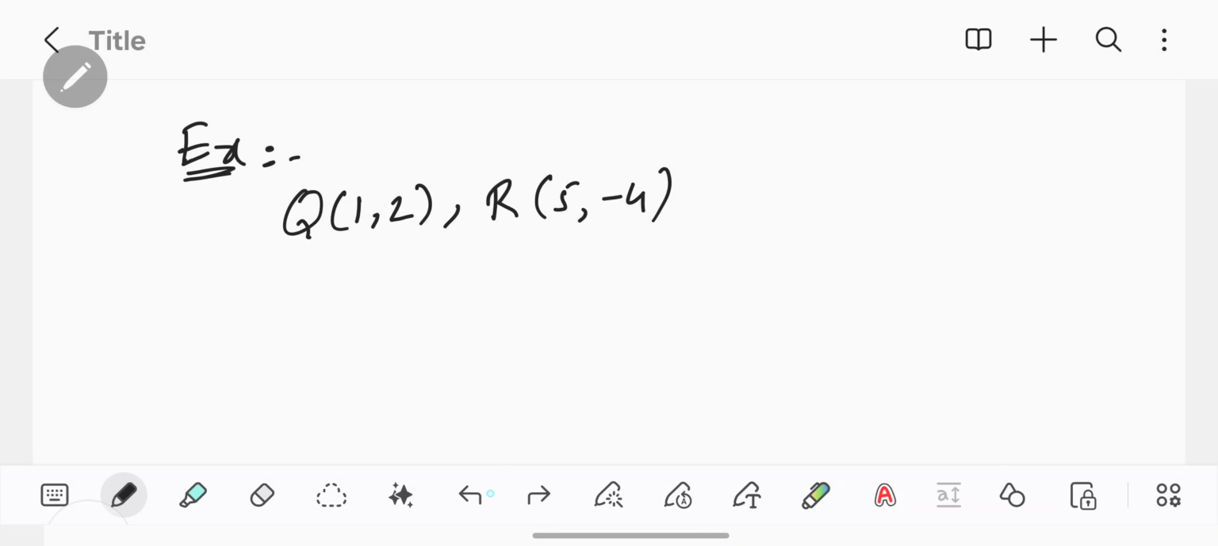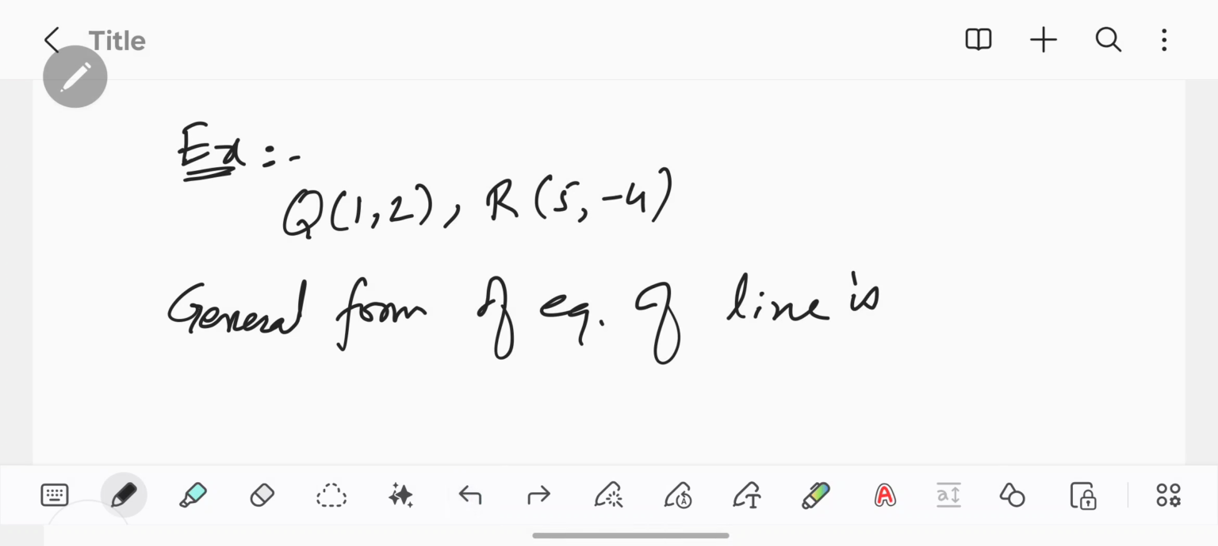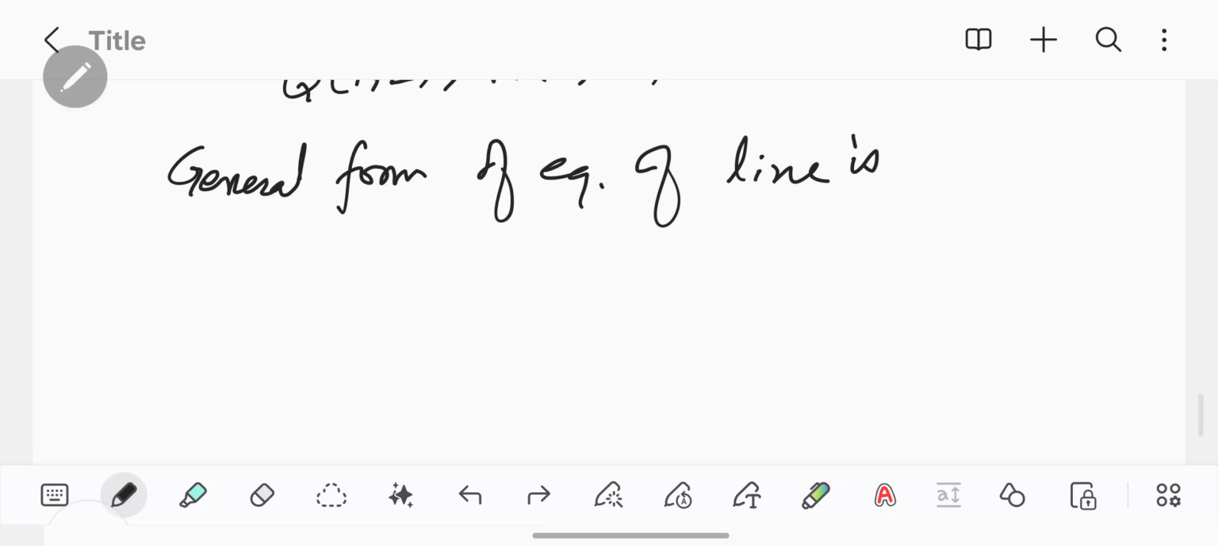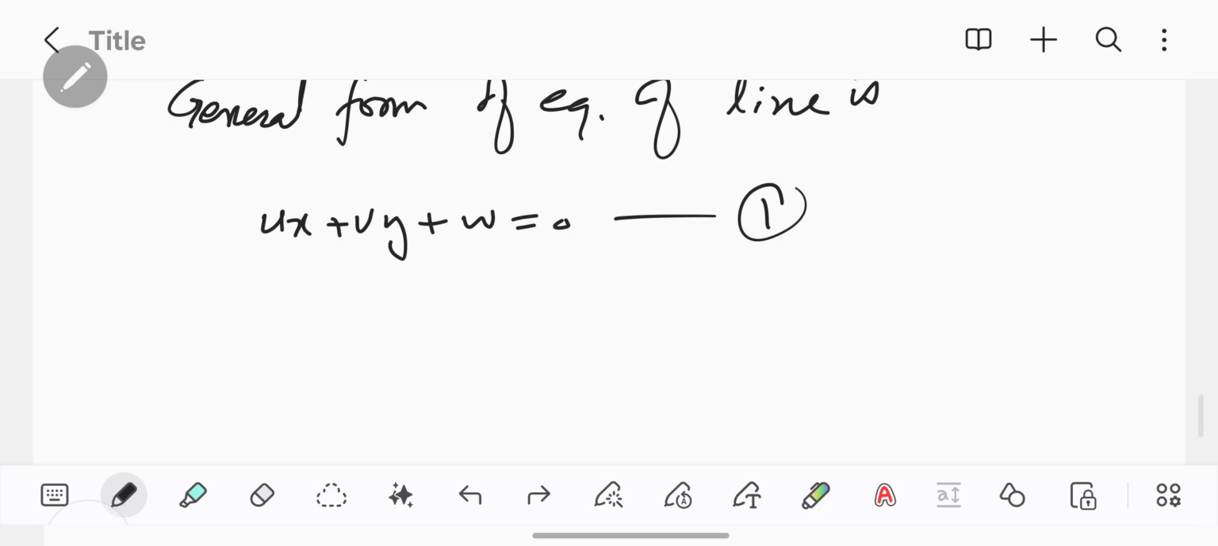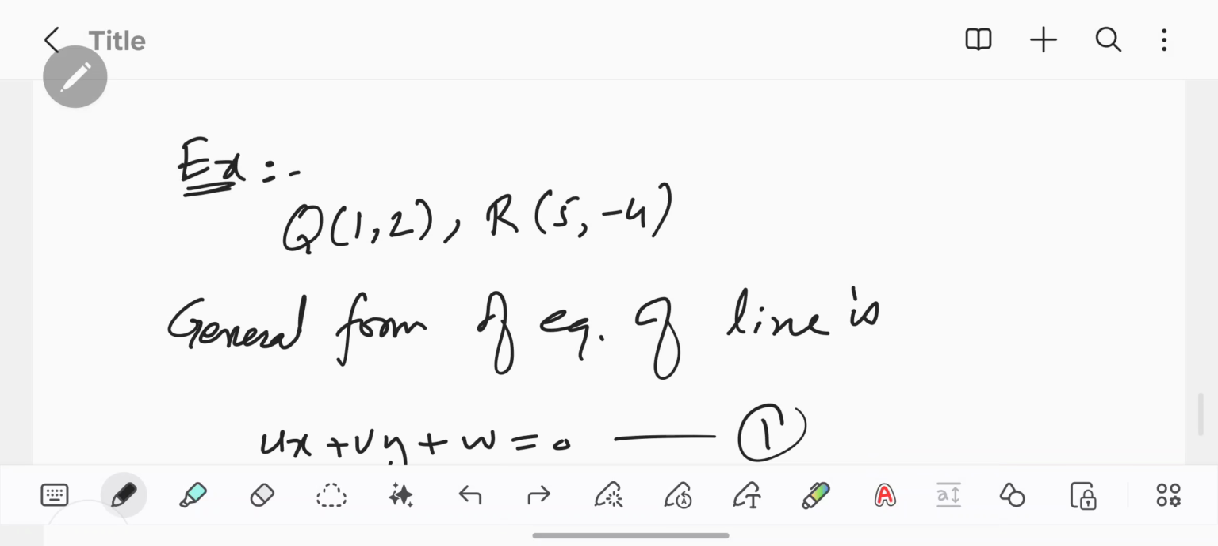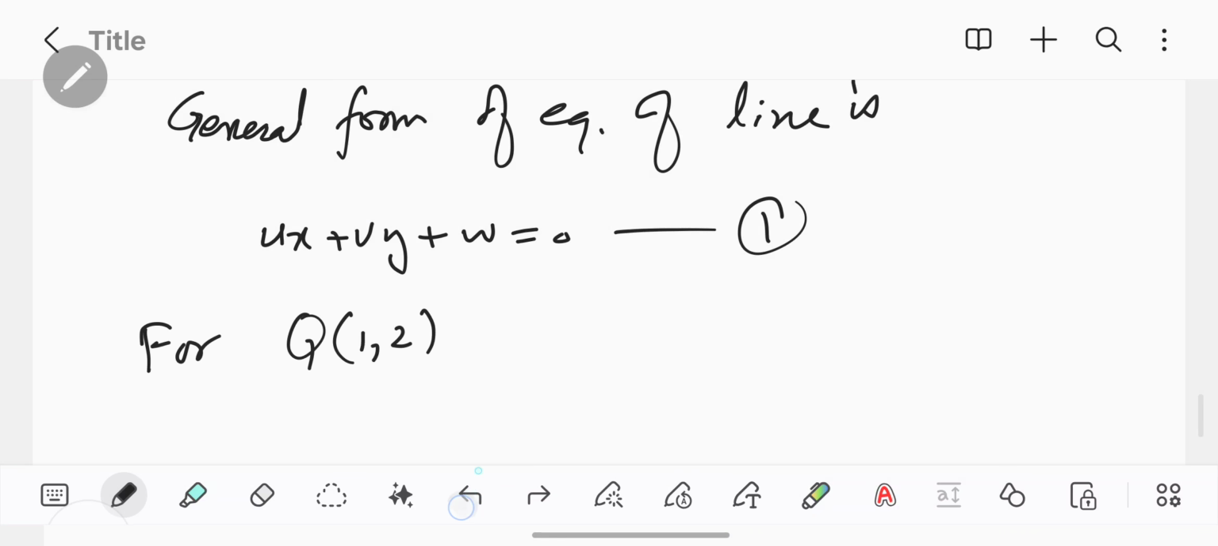So what will I do? I will write the general form of equation of line, then I'll put both of the points in those equations of lines, and we can find the general equation of line for these 2 points. Since the general equation of line is this one, I will call it equation number 1. So I will put now this point and this point in this equation of line.